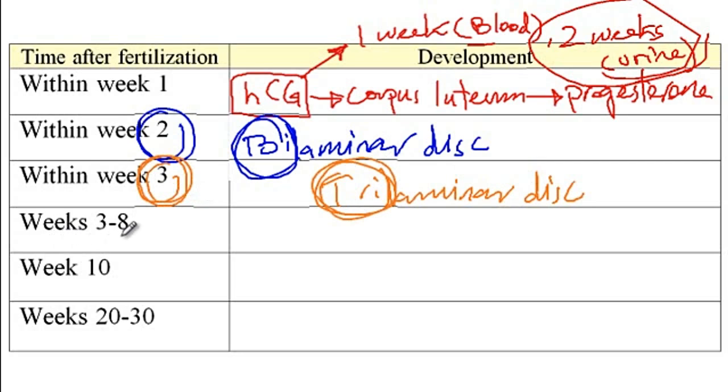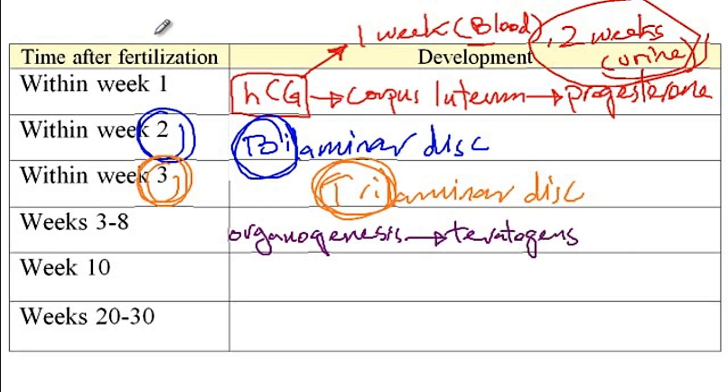Next, we have weeks 3 to 8, during which period there is organogenesis, where multiple different organs will start to develop. And therefore, during this stage, the embryo is highly susceptible to teratogens. So if they provide you a list of different time periods and ask you during which period the embryo is most susceptible to teratogens, which will cause defects in the development of organs, the answer would be between weeks 3 to 8 post-fertilization.